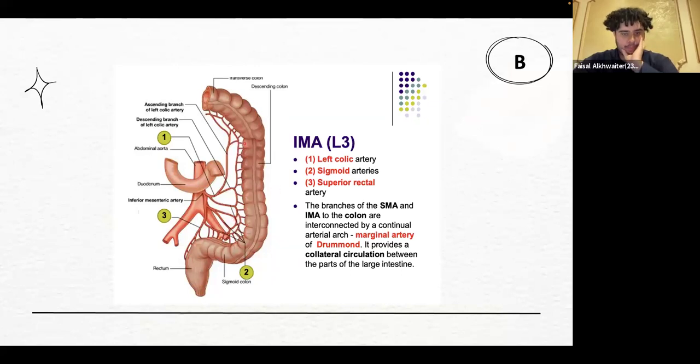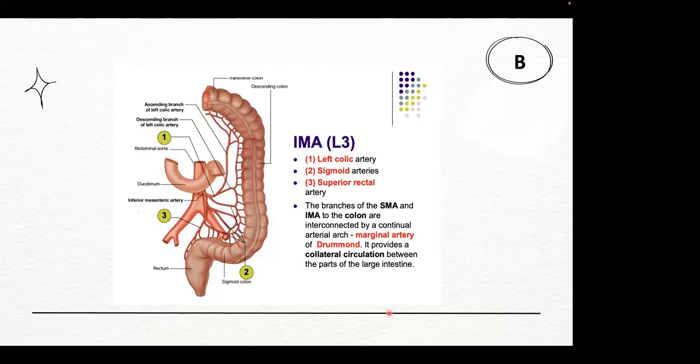And then they do have anastomoses, but they're not quite significant here. You have the marginal artery of Drummond, and I do have faint memories of that, but just know the most important significant part about the IMA. Everything's clear? Okay, yes, everything's clear. Let's move on.